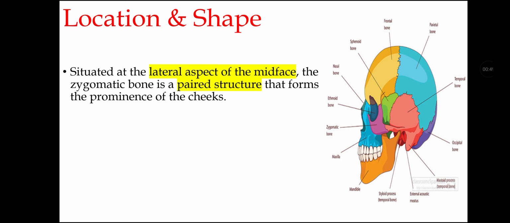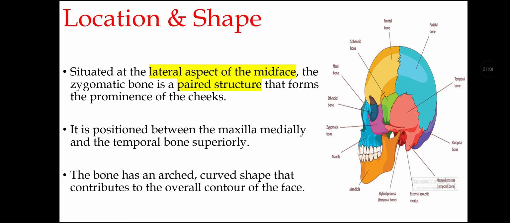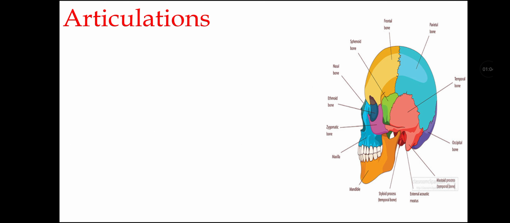Now let's talk about location and shape of zygomatic bone. It is situated at the lateral aspect of the mid-face. Zygomatic bone is a paired structure that forms the prominence of the cheeks. It is positioned between the maxilla medially and the temporal bone superiorly. The bone has an arched, curved shape that contributes to the overall contour of the face.